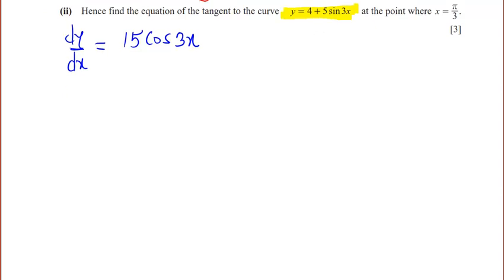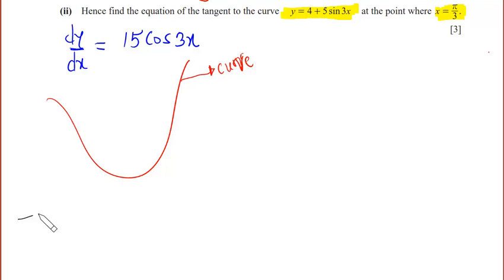Here we are required to find the equation of the tangent to the curve y equals 4 plus 5 sine 3x at the point x equals pi over 3. Finding the equation of the tangent to the curve. Now, one thing we need to understand is that a tangent to a curve is actually a straight line that touches the curve externally at only one point. Let us assume this is a curve. If that is a curve, then a tangent to a curve must touch the curve externally at only one point.